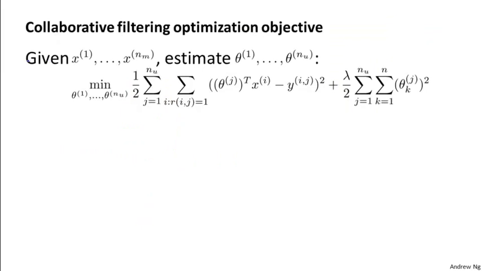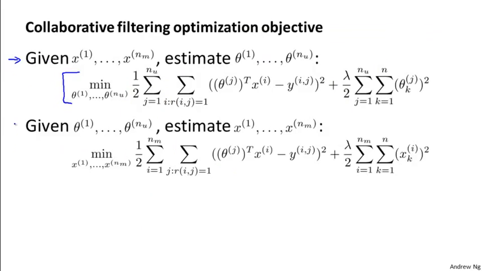So one of the things we worked out earlier is that if you have features for the movies, then you can solve this minimization problem to find the parameters theta for your users. And then we also worked out that if you are given the parameters theta, you can also use that to estimate the features x, and you can do that by solving this minimization problem. So one thing you could do is actually go back and forth, maybe randomly initialize the parameters and then solve for theta, solve for x, solve for theta, solve for x. But it turns out that there's a more efficient algorithm that doesn't need to go back and forth between the x's and the thetas, but that can solve for theta and x simultaneously.